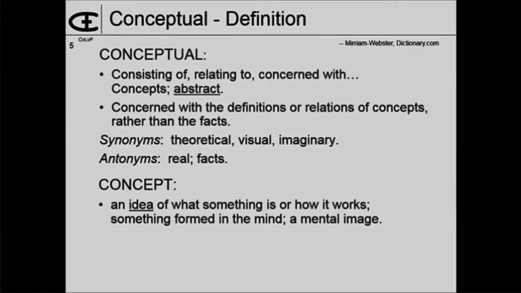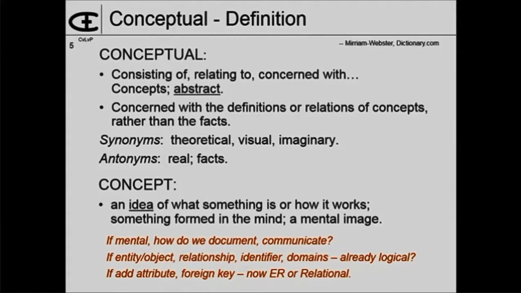But of course, we can't deal with mental images, can we? The only way we can communicate it to somebody else is to get it down on paper. That's casting it in some syntax. If it's mental, how do we document and communicate? If it's entity, object, relationship, identifier, domains, is it already logical? If we add an attribute or a foreign key, is it now relational? I don't think that the use of the term conceptual contributes one iota of understanding of what we're talking about.